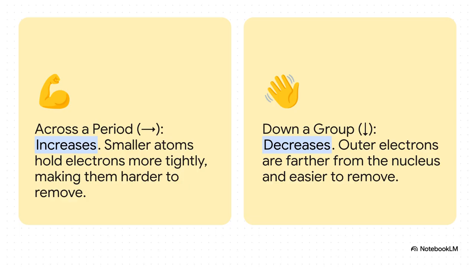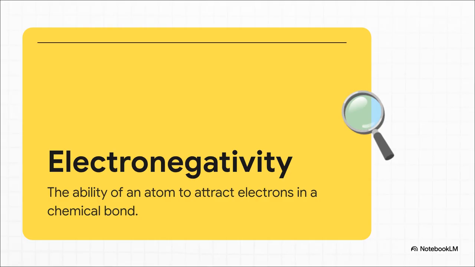But as you go down the map and the atoms get bigger, those outer electrons are so far from the center, they're just way, way easier to pick off. Okay, so what happens when an atom is in a bond with another atom and they're supposed to be sharing electrons? Well, that's where electronegativity comes into play.